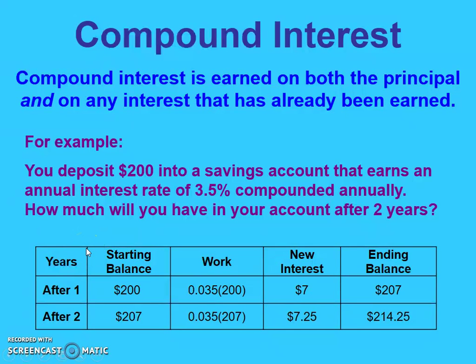Okay, so again, it's a good idea to set up a table to keep track of your work because you're doing multiple calculations. You're calculating that percent interest at the end of each period of time, in this case at the end of each year, and you have to add that back on, and you need that ending balance before you can do the next row of work.